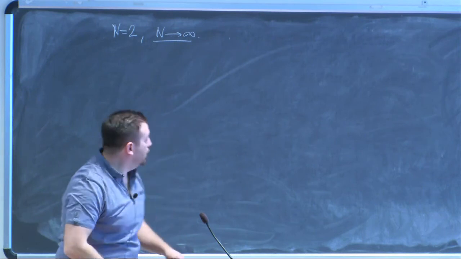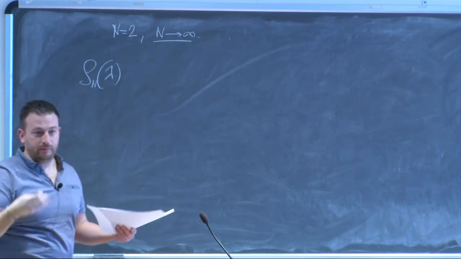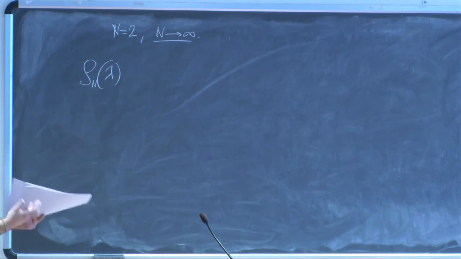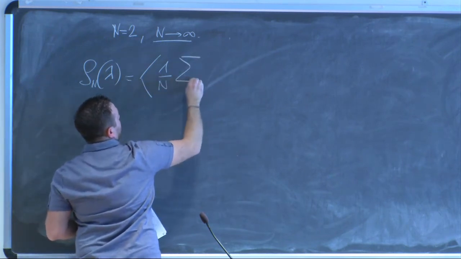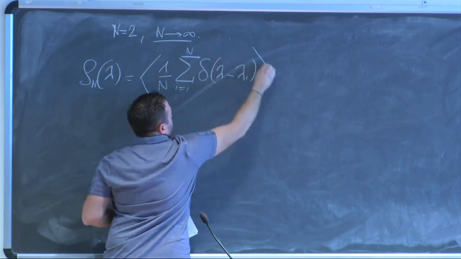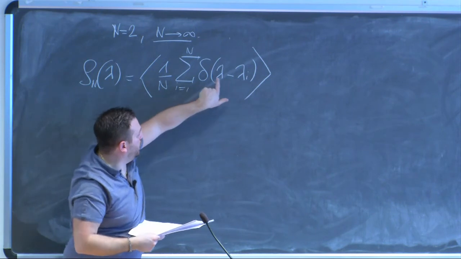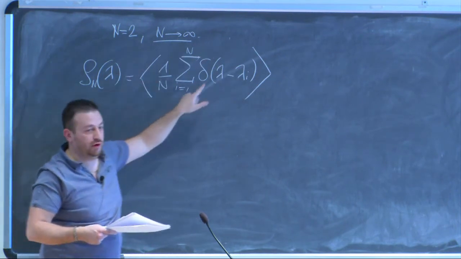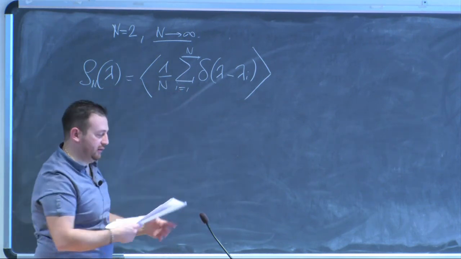So first of all, let me define the average spectral density. I defined it in words as the probability of finding an eigenvalue around the position lambda. But how can we define it in mathematical terms? Well, I will give you the definition, and then you have a sum of delta functions where lambda must be equal to the position of each eigenvalue, and this sum is averaged over the ensemble. So this is in theory. Let's see in practice how it works.